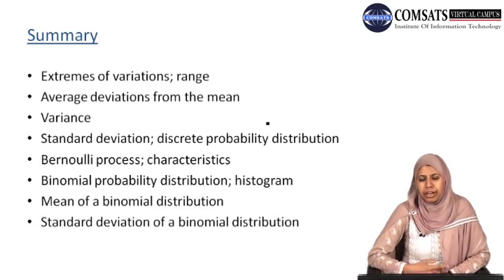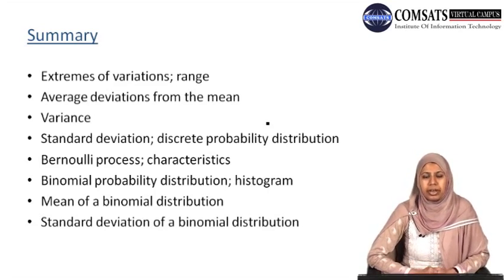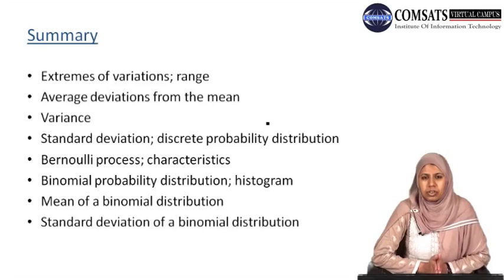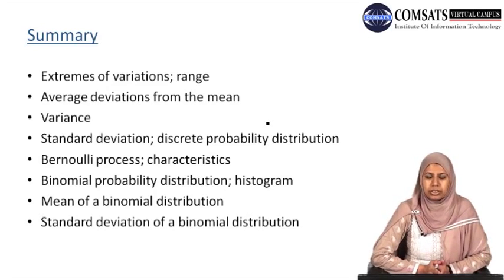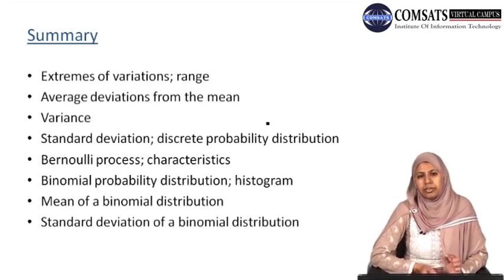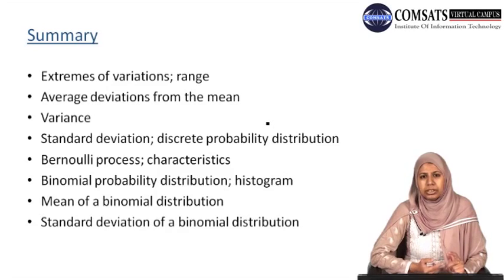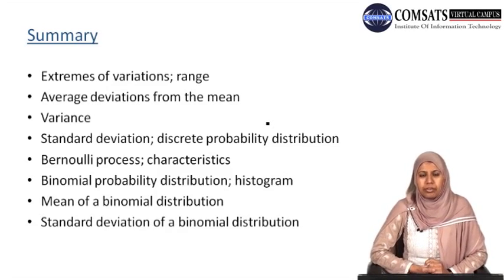Then, further developing our concept, we defined the variance, and since variance also does not give accurate information, by taking the square root of the variance we defined the standard deviation, which tells us precisely about the variation of the values from the mean. Then we defined the formula for the standard deviation for a discrete probability distribution.